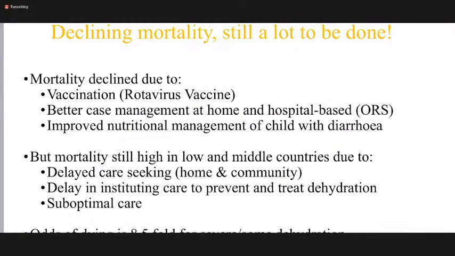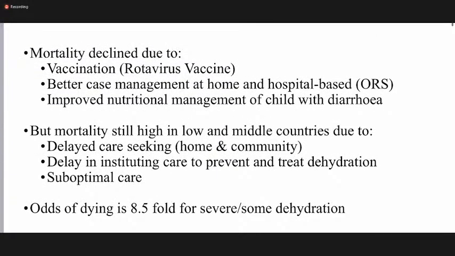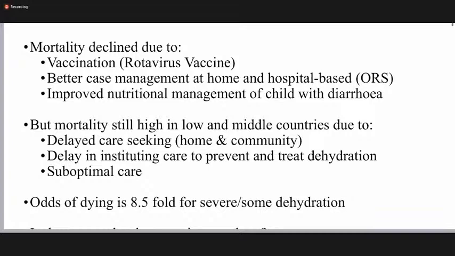As mentioned in the previous slide, we have had a dramatic improvement, a 50% reduction in deaths, and it's mainly been attributed to the rotavirus vaccination, because we know that rotavirus is one of the most common causes of diarrheal illnesses in children. We think there has also been better management both at home and in hospital, as well as improved nutritional management of children who come in with diarrhea. But 500,000 children is still a lot of children dying, and mortality is still high, we think, because there's still some delay in seeking care, both in the home setting and within the community, and delay in instituting care to prevent and treat dehydration. And sometimes it's suboptimal care.